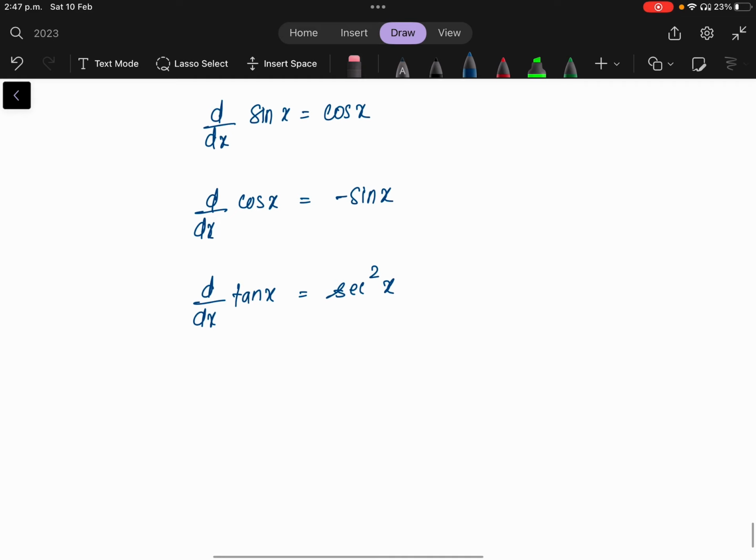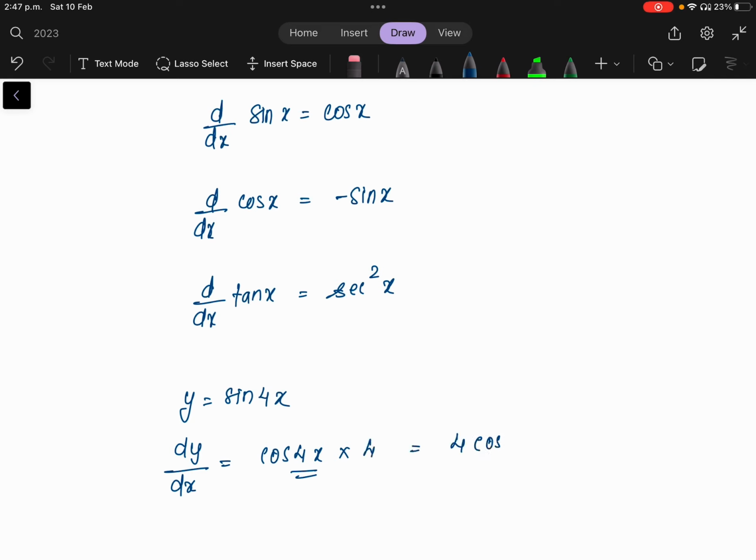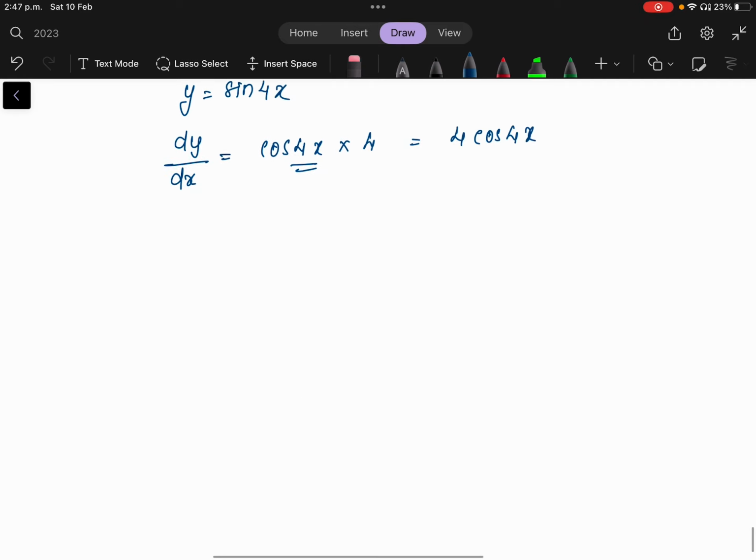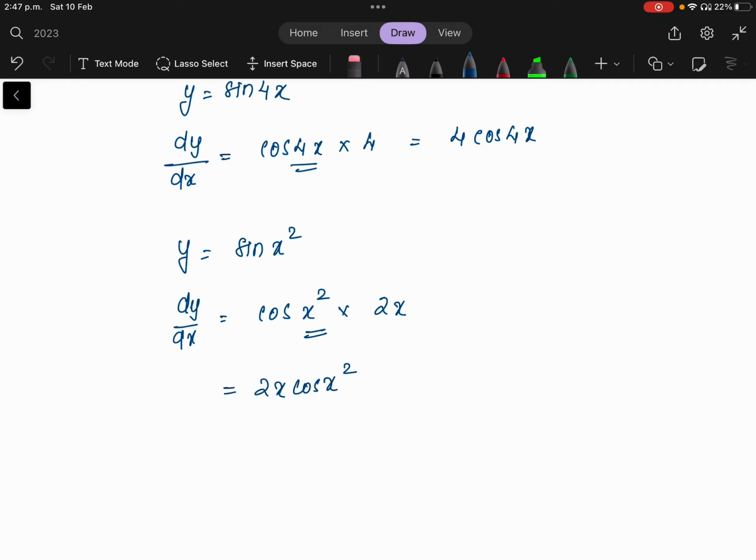For example, if y is equal to sine 4x, dy by dx will be cos 4x, and since it is anything other than x, you have to differentiate again, and that is 4 cos 4x. So then chain rule will come into picture. If y is equal to sine x square, dy over dx will be cos x square. First the differentiation of the whole thing, then since this is not x, you have to differentiate that again, so it is 2x. So it is 2x cos x square.